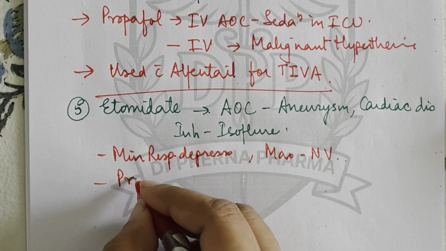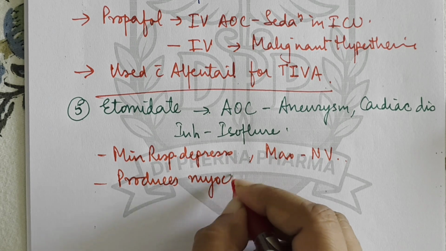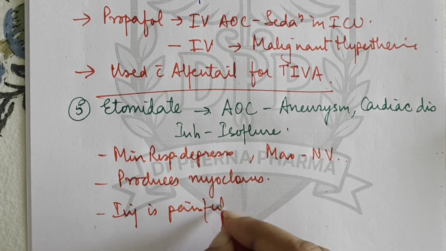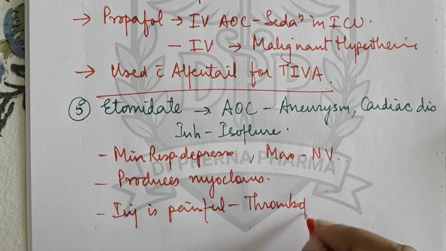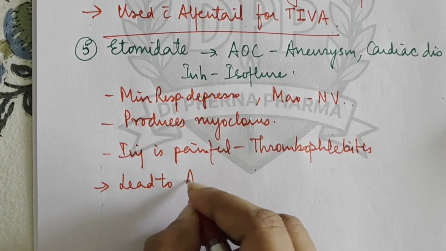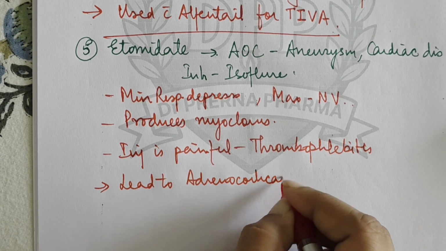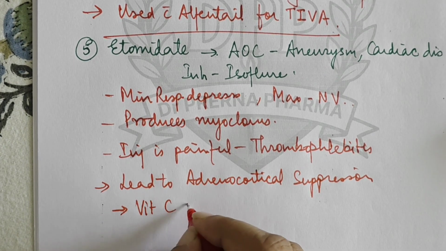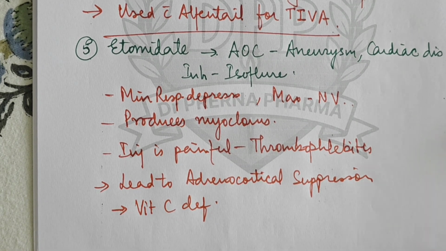Then it produces myoclonus. Injection is painful and results in thrombophlebitis. It can lead to adrenocortical suppression and can also lead to vitamin C deficiency. So these are the important points related to etomidate.